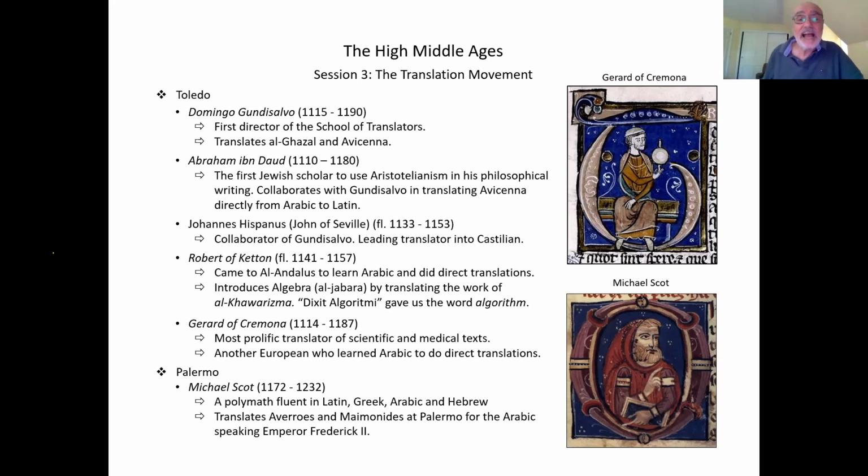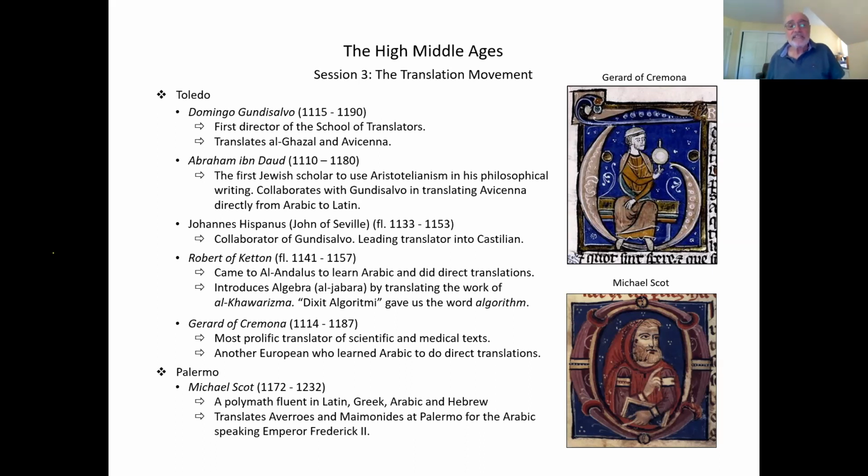He has a major number 2 guy who works very closely with him, a Jewish translator, Abraham ibn Dawud, or Ben David, I guess, but Jews often use their Arabic names, so Abraham ibn Dawud, the first Jewish scholar to use Aristotelianism in his philosophical writing. He collaborates with Gundisalvo in translating Avicenna directly from Arabic to Latin. He's a guy who speaks all these languages as well.